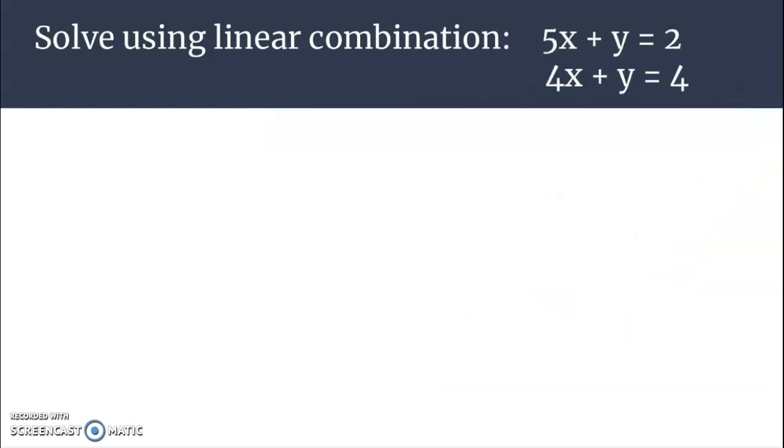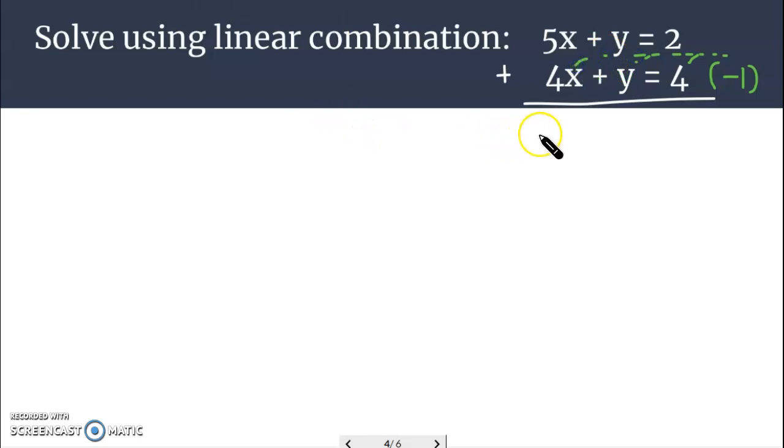Alright, now this next one we have to do a little bit of manipulation. Notice if we were to add these together right now, nothing would cancel out. We would have 9x, 2y, and 6. We need one of the variables to cancel out. It would help us if one of the y's were a negative, and we can do that by multiplying everything in the second equation by a -1.